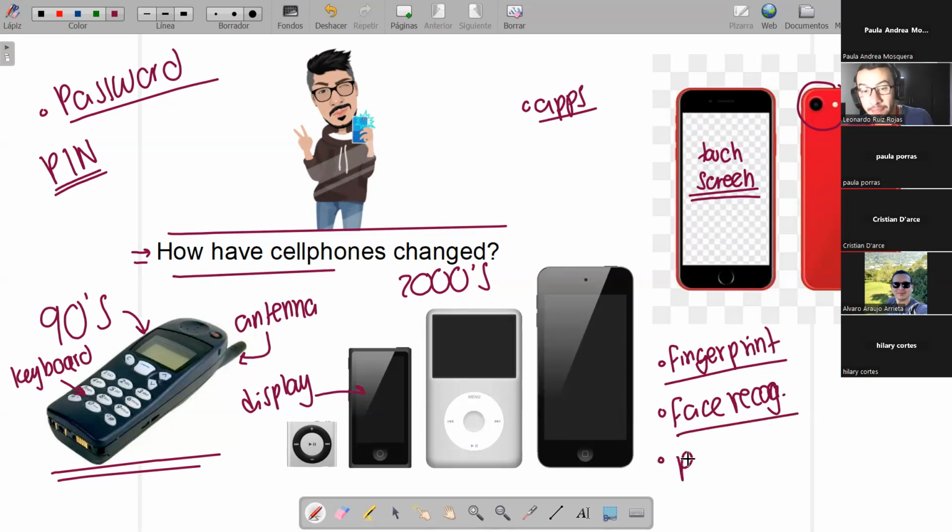Also, we have like a pattern. What is the meaning of pattern? Patrón. Exactly. So when we draw with our finger, we draw like a pattern, no? Like for example, a little house, or sometimes an S, or sometimes a square. So they have more security now. Okay, very good. Any other change?